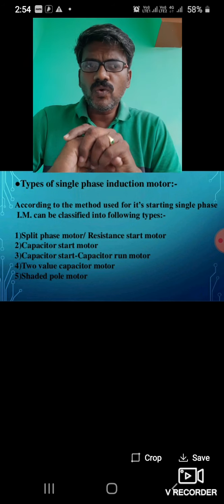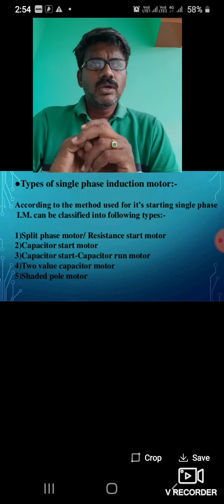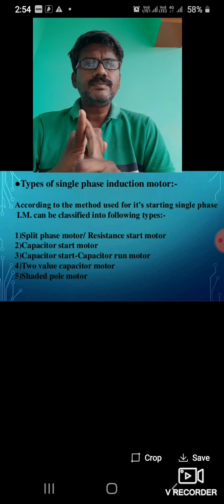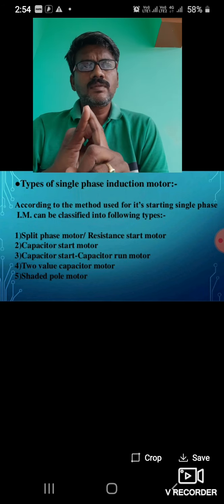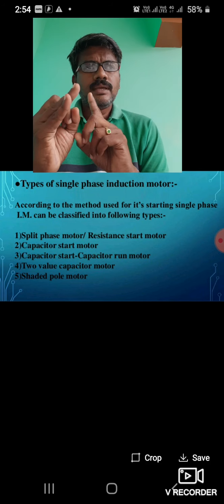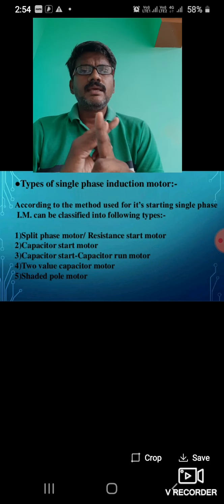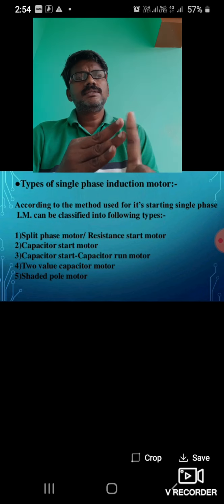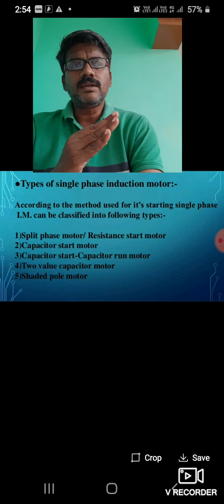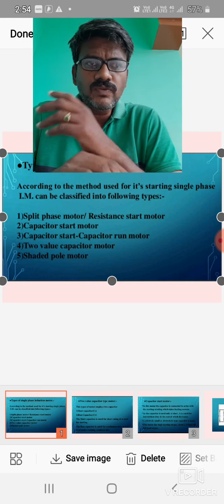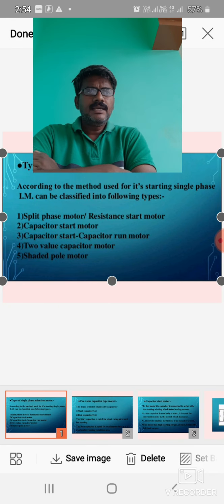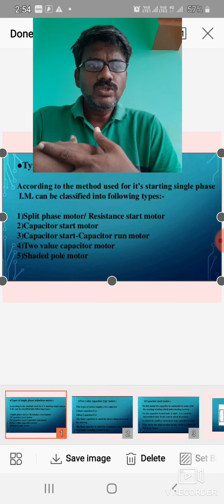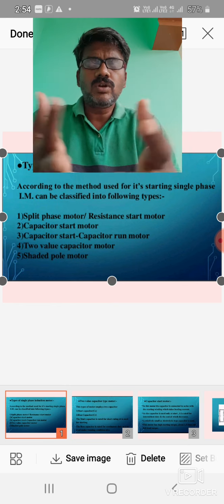In the previous 4 classes we discussed resistance start motor, capacitor start motor, capacitor start and run motor, and shaded pole motor. The last, finally, the most important one is two value capacitor start motor.